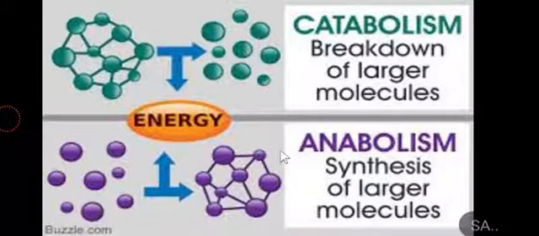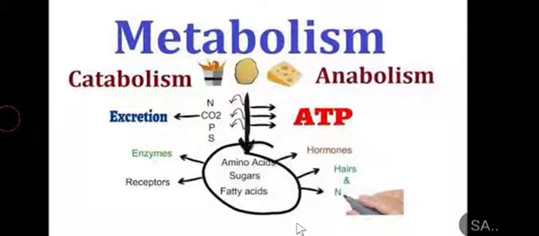Here again I have just shown the catabolism is the breakdown of larger molecules into smaller molecules, and anabolism is the synthesis of the larger molecule from the smaller molecules. And you know about the energy. So here, if you are consuming any food material, like you are enjoying certain food, then it undergoes metabolism. First, it will be split into its components, and once it is splitting into its components, then energy is also releasing.